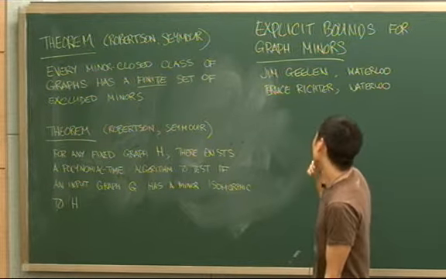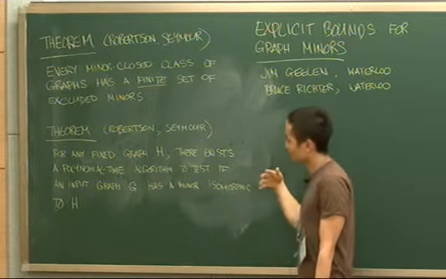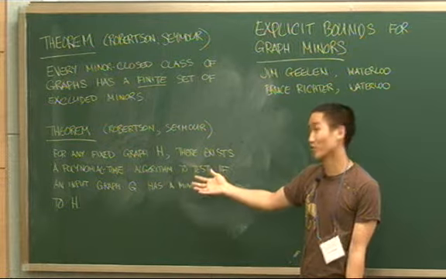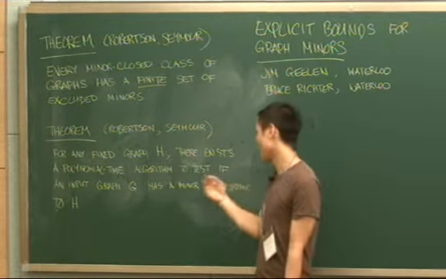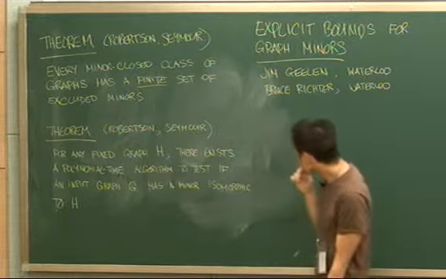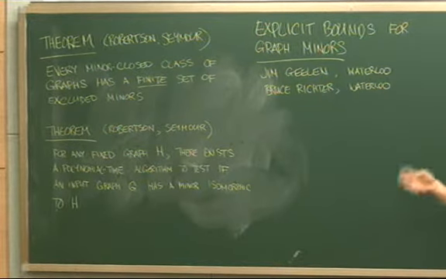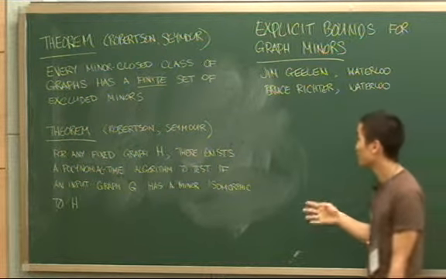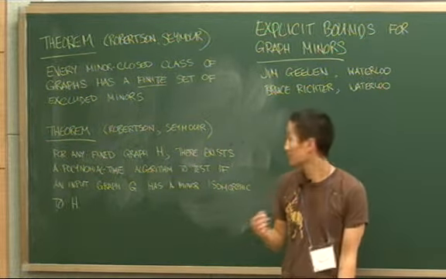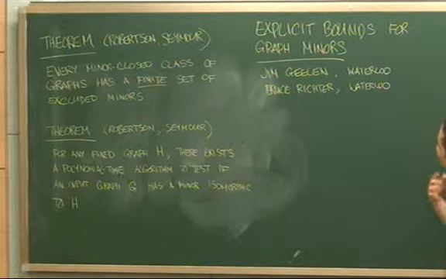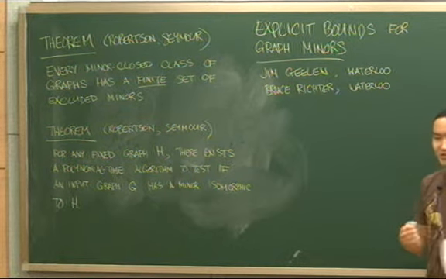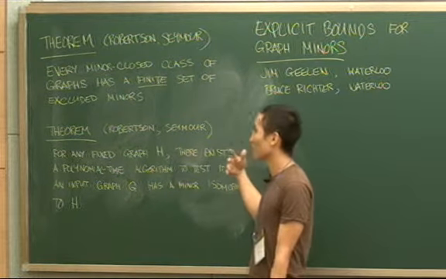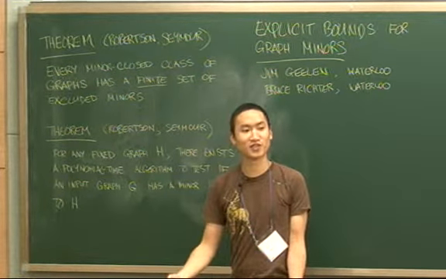And an algorithmic counterpart to this is that I give you a fixed graph H. There exists a polynomial time algorithm to test whether you have that graph as a minor. So together, these two theorems imply that you can test for membership in any minor closed class in polynomial time. Right? So, of course, this algorithm is very non-constructive because we only know the excluded minors for a few minor closed classes of graphs.